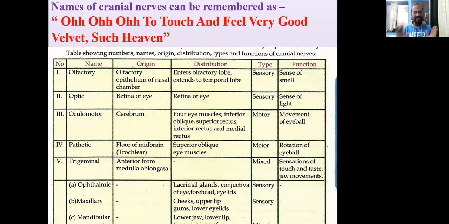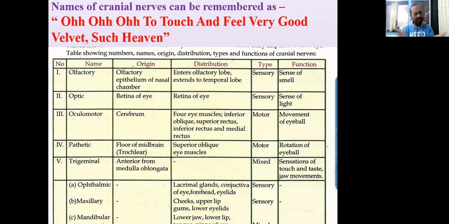Okay, so let's go for number one. It is the olfactory nerve. You know, how many times we have seen the olfactory bulb, so you can understand olfactory nerve very easily. Now that olfactory nerve, where is its origin? From the olfactory epithelium of the nasal chamber. Starting from the nasal chamber, it will go into the brain, right? So the olfactory nerve arises from the nasal epithelium of the nasal chamber, and it goes into the olfactory lobe, right?